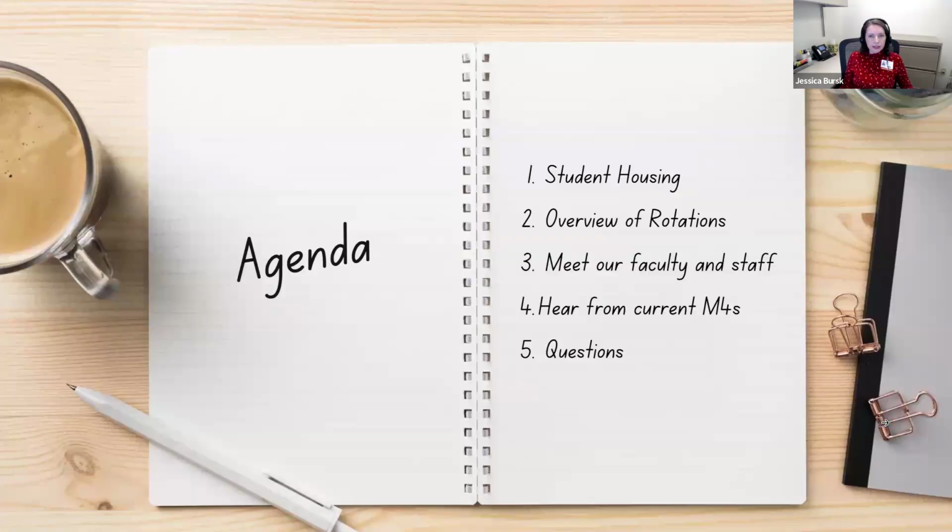Are y'all able to see the slides? Okay. All right. So on the agenda for this meeting, we'll talk about our student housing options. Then I'll give a quick overview of each of the rotations. Then, as I mentioned, we'll have the faculty and staff introduce themselves and highlight anything that they would like you to know about their specific rotation sites. Then we'll open it up for questions and let the M4s give any pearls of wisdom they might want to give you about making schedules or how to arrange your M4 year. So much of the information that we're going to discuss is on our website, so I will put the link to our website in the chat so you can find that later.